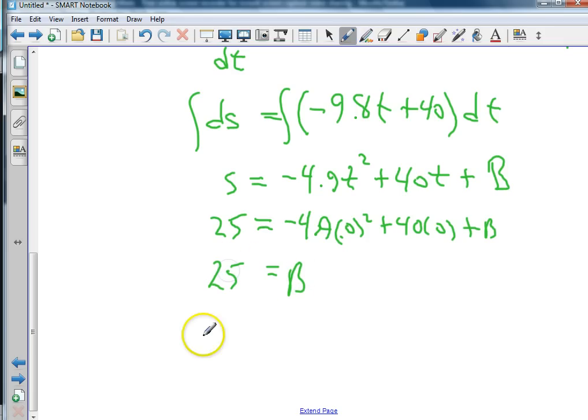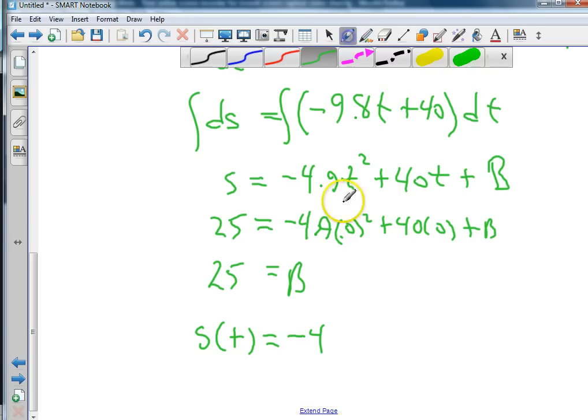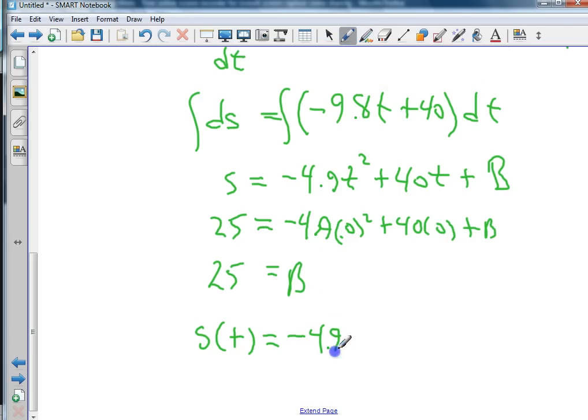So the particular solution for S of t is negative 4.9 t squared plus 40t plus 25. And again, we said when we get to the displacement curve in the Galilean model, this is the initial displacement, this is the initial velocity, and this is half of the acceleration due to gravity. And that all makes sense.